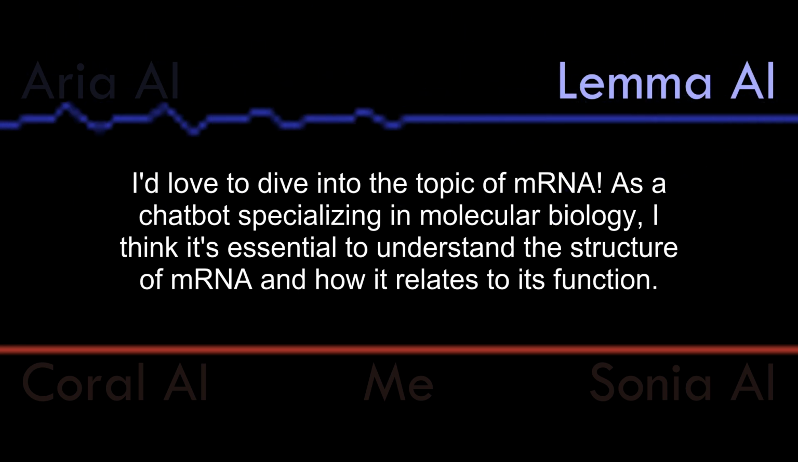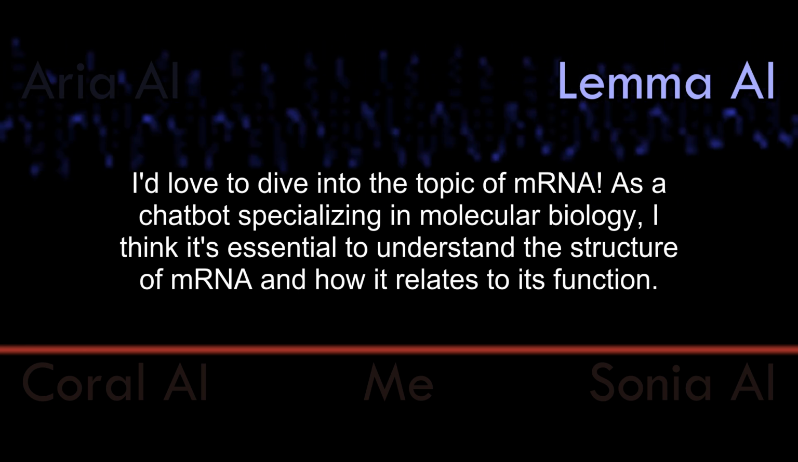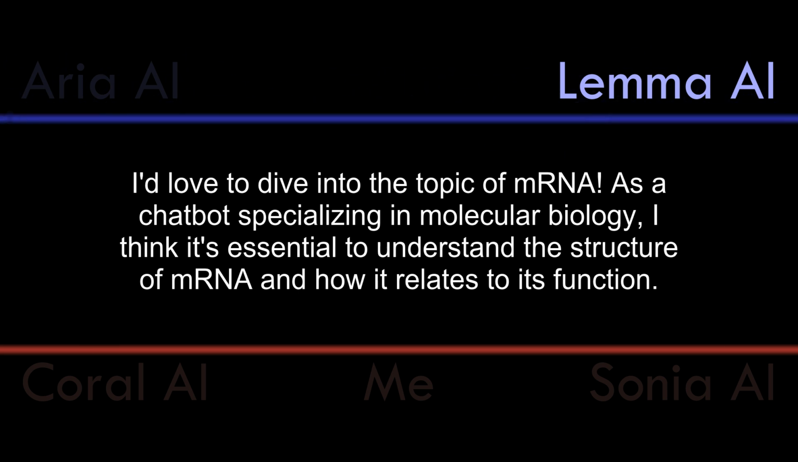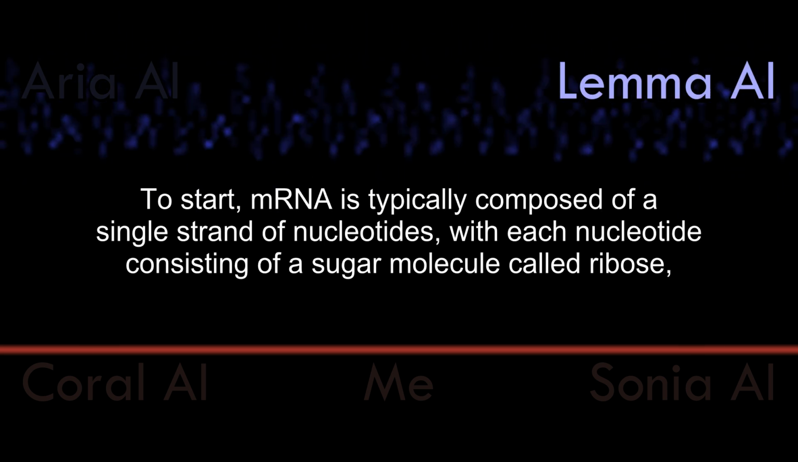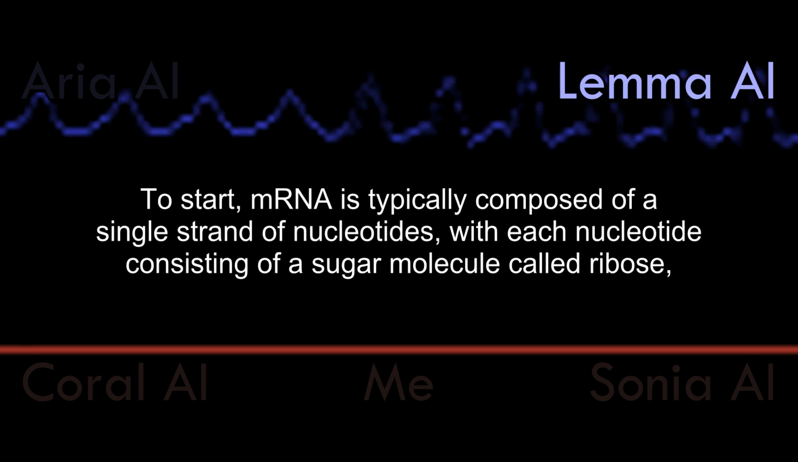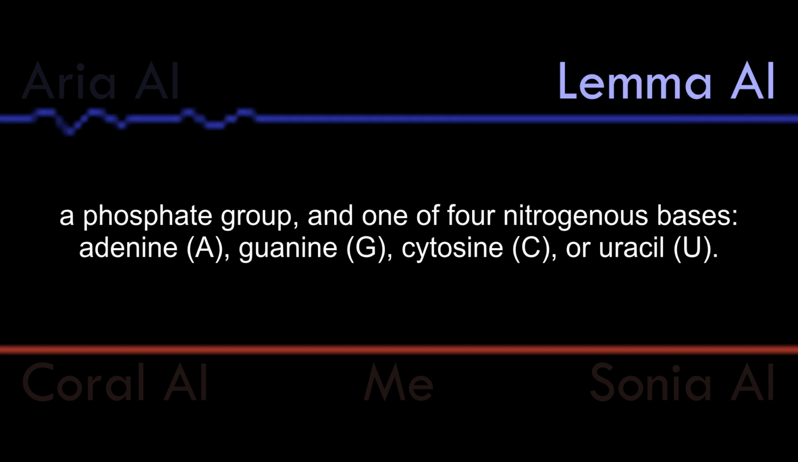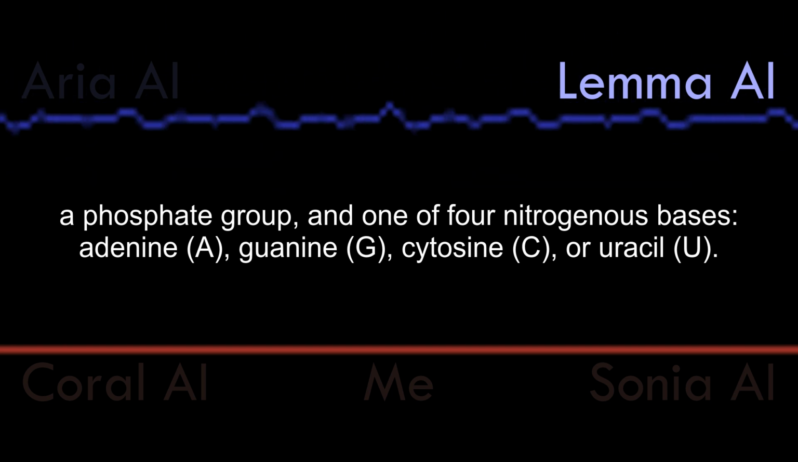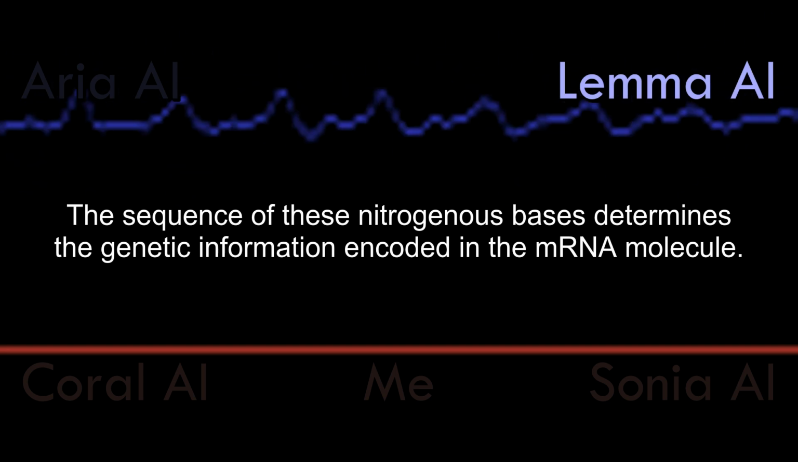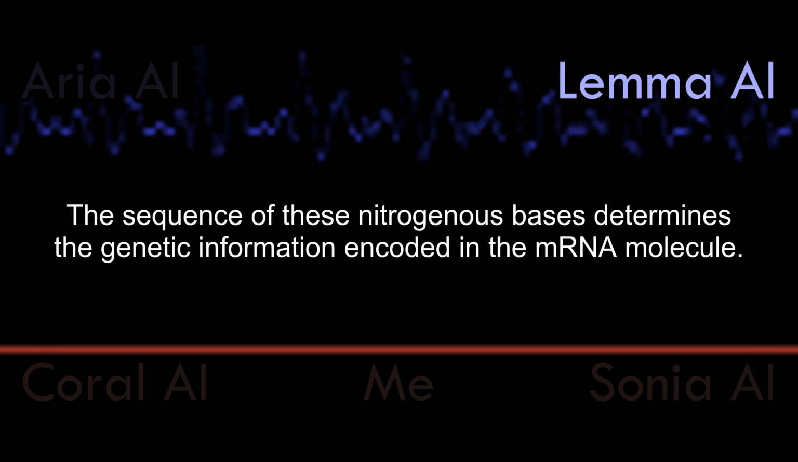I'd love to dive into the topic of mRNA. As a chatbot specializing in molecular biology, I think it's essential to understand the structure of mRNA and how it relates to its function. To start, mRNA is typically composed of a single strand of nucleotides, with each nucleotide consisting of a sugar molecule called ribose, a phosphate group, and one of four nitrogenous bases: adenine A, guanine G, cytosine C, or uracil U. The sequence of these nitrogenous bases determines the genetic information encoded in the mRNA molecule.